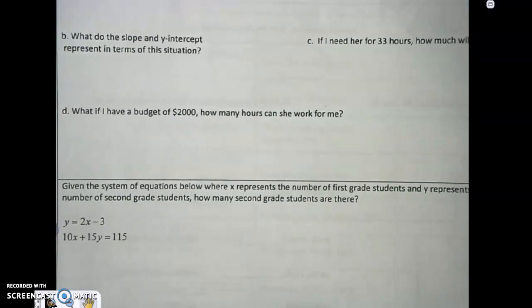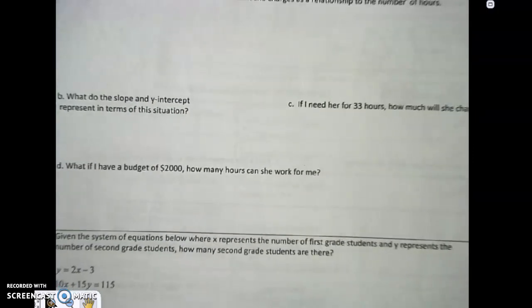Okay, let's go to the next page. All right, this looks like a lot of work.